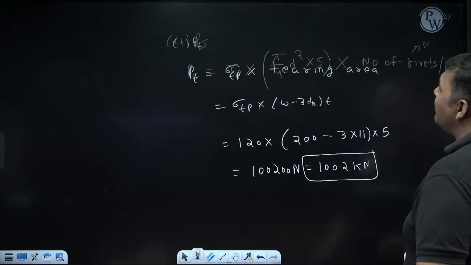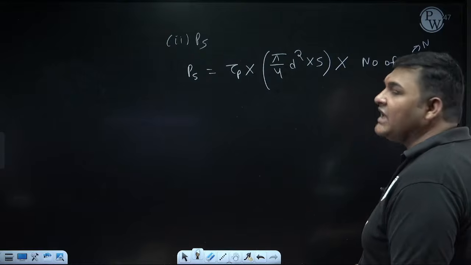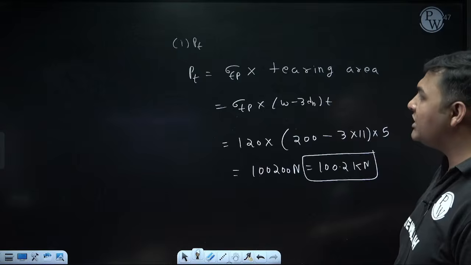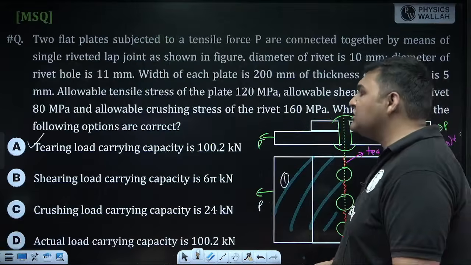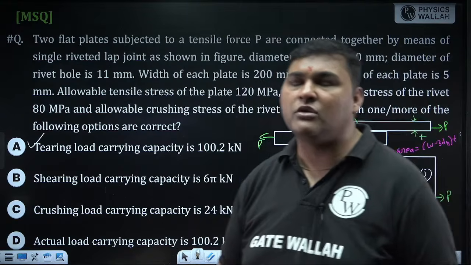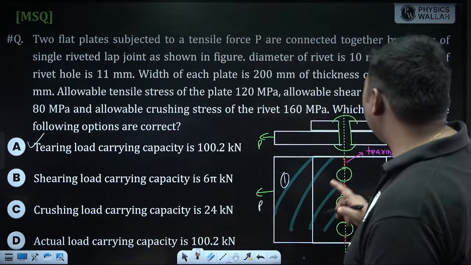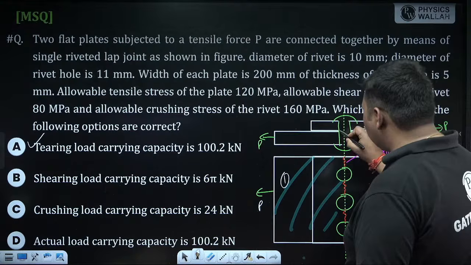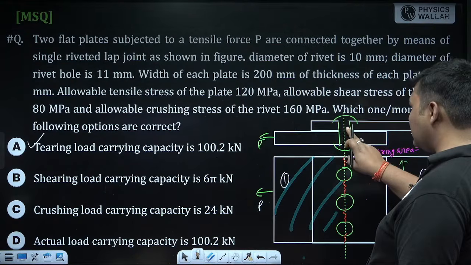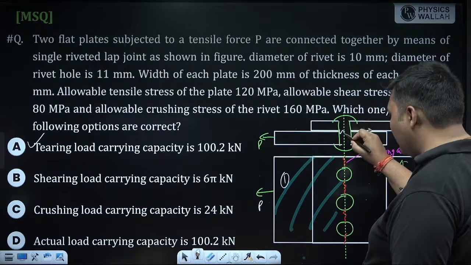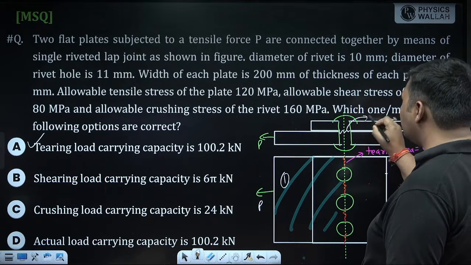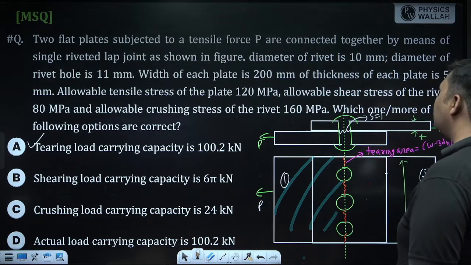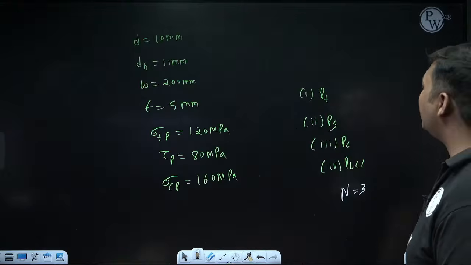But in pi by 4 d square into s, what is s? S represents number of shear. Number of shear means if in one rivet shear is occurring in one plane, s will be 1. If it is occurring in 2 planes, s will be 2. So, you can do the analysis here. It is a lap joint. When shear failure occurs in this one rivet, only focus on one rivet, it will fail from this plane. Means shear is occurring from one plane. So, it is subjected to single shear. So, s will be 1.